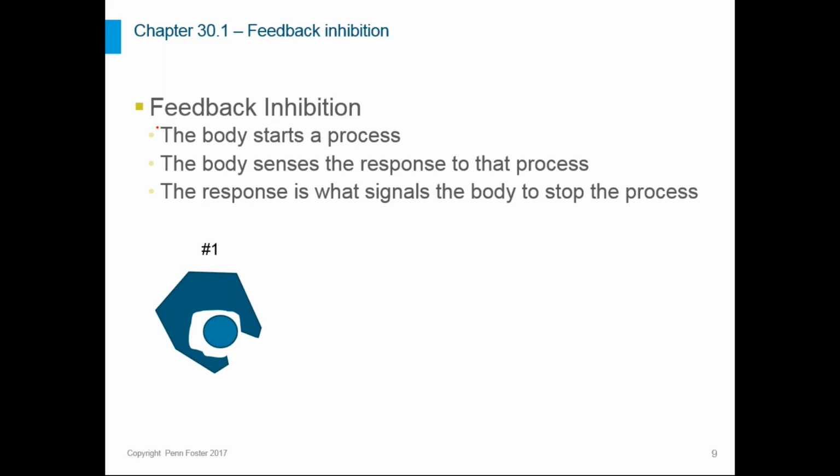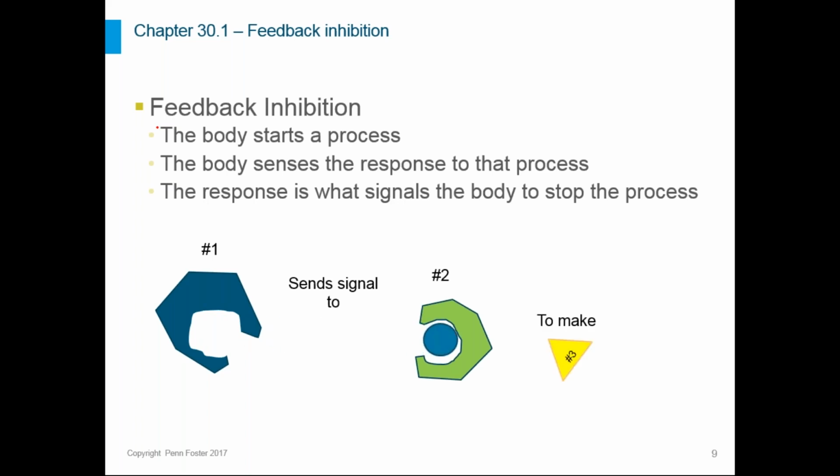So if you have body part number 1 and body part number 2, and these might be just certain tissues or certain cells, and number 1 releases a signal that it sends to number 2, and that tells number 2 to make a bunch of these number 3s, so these little triangle things. And the number 3s might be used for something else, but they also go and block number 1, so it can't send any more of these signals.